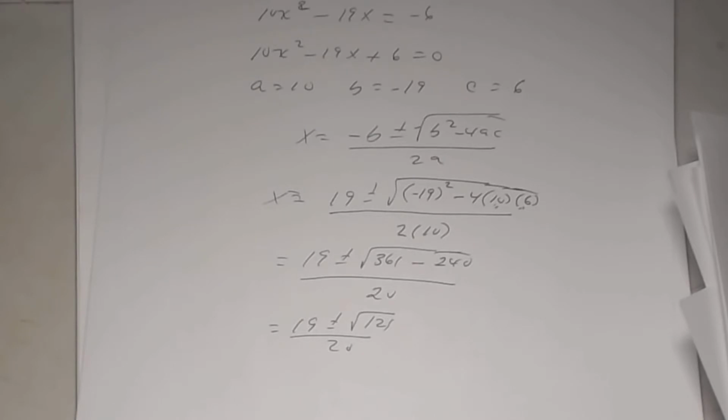Rational, because 121 is a perfect square. That's 11. And in fact, if you did not know it's a perfect square, then on your calculator all you do is take the square root of 121 and see what it is. If it's a whole number, it is rational. If it's a decimal, it is irrational. Okay, that's 11. So the square root of 121 is 11.